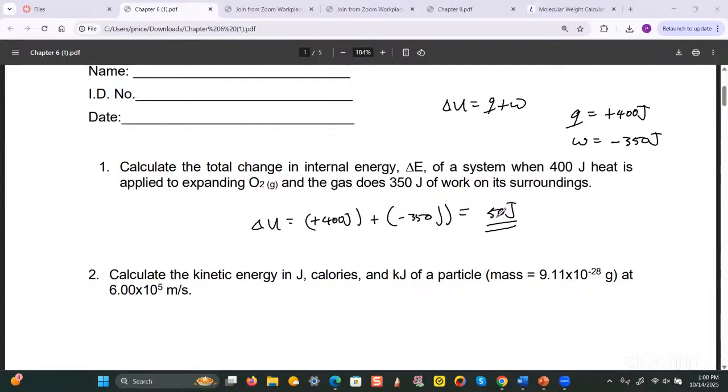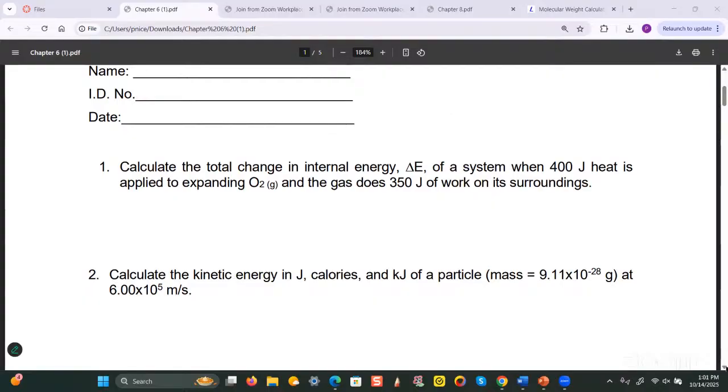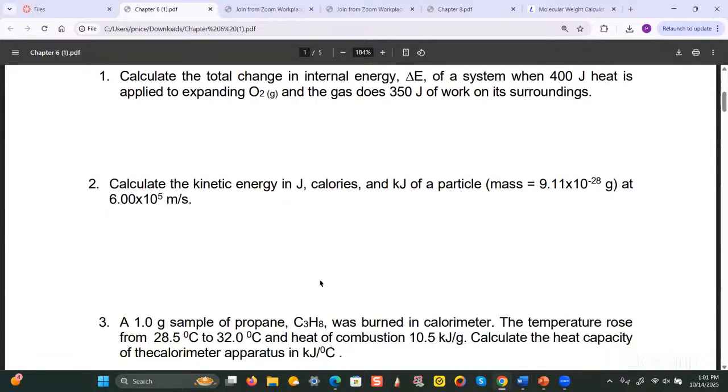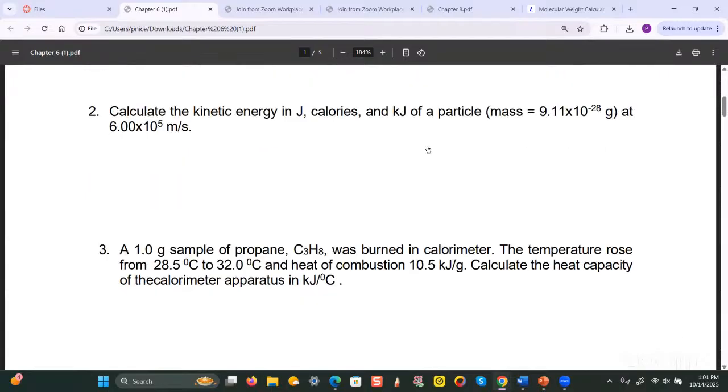Okay. Any questions about that one? Any questions? All right, let's look at the next one, because the next one is based on a formula that I've introduced to you earlier. In fact, let me clear this. Scroll down. Okay, so the question is asking for you to calculate the kinetic energy in different units. All right.